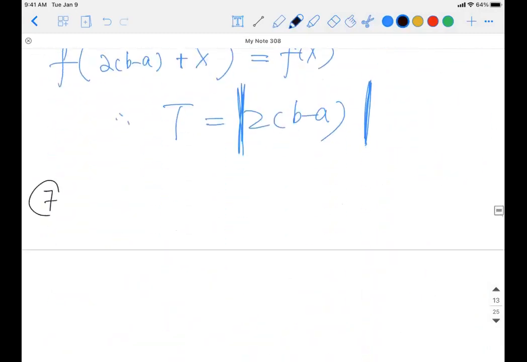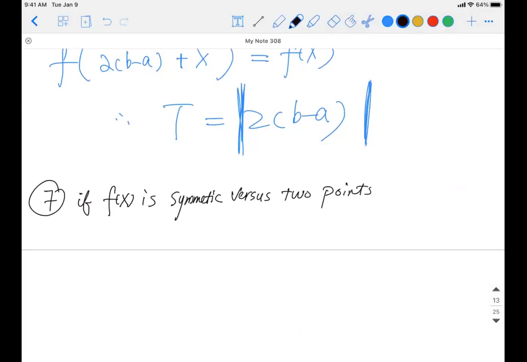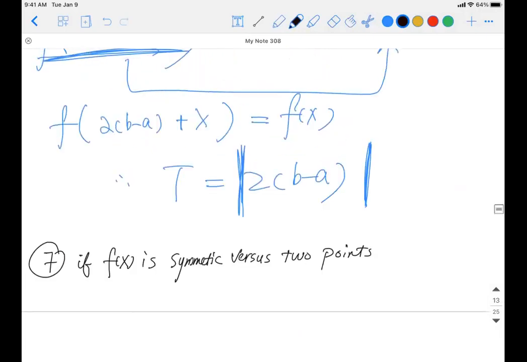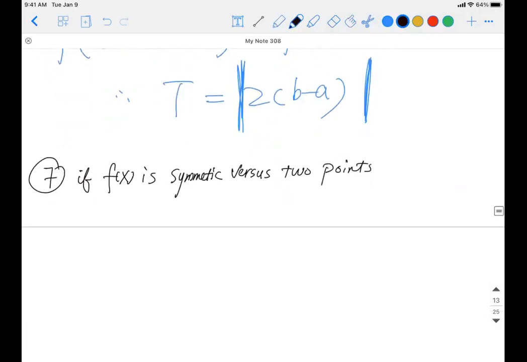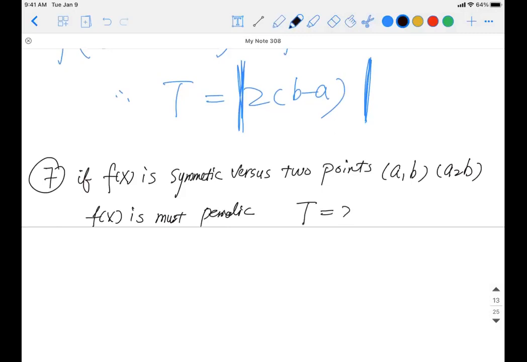Number 7 is pretty much the same thing. If f(x) is symmetric versus two points. Still remember, a function is either central symmetric or axis symmetric. We have already talked about if a function has two symmetric axes. Now let's talk about what if a function has two central symmetric points, (a1, b) and (a2, b). They must have the same b, the same y, but only different x. If a function has two central symmetric points, this function must also be a periodic function, and the T will be 2(a2 minus a1). Same thing, I want to take an absolute value.